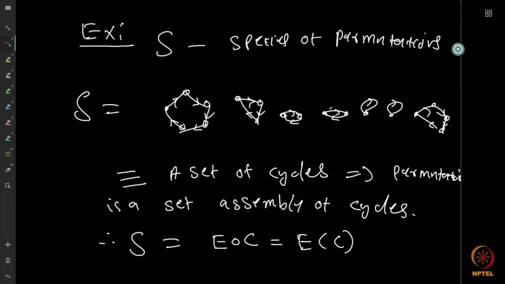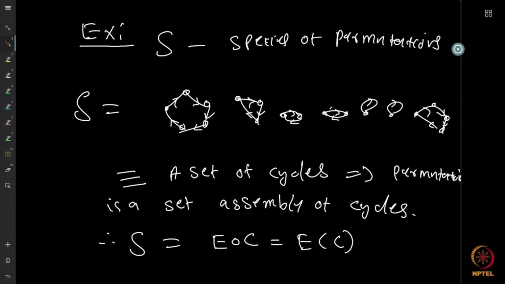Now, as an example, let us look at the species of permutations. We know that a permutation is basically represented by cycles, so you can decompose the elements into cycles. Any permutation is basically a collection of cycles, which is a set of cycles. So a permutation is a set assembly of cycles: you take the set, you partition it, put a cycle structure on each part, and put them together, you get a permutation, because that is precisely what a permutation is. Putting them together means forming a set of these. So basically it's a set assembly of cycles, and therefore S is equal to E composition C, which is E of C, the substitution.